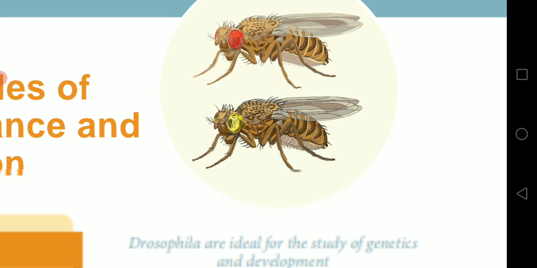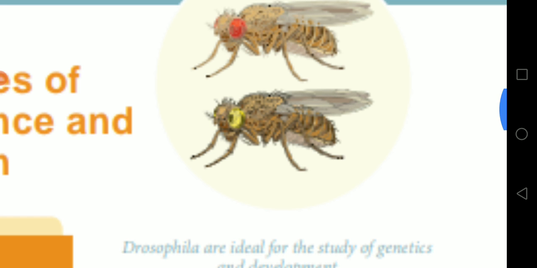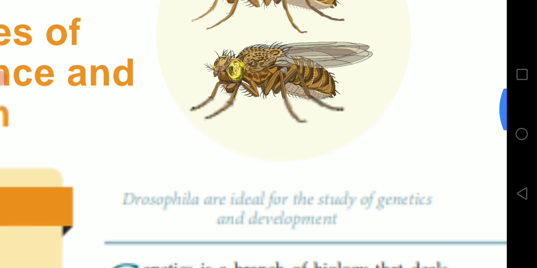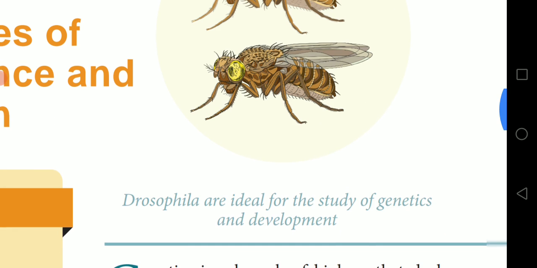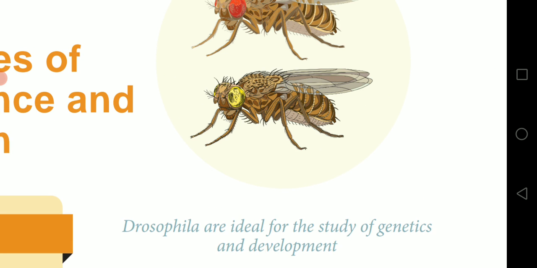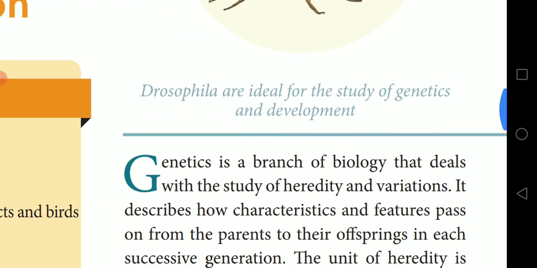The insect you are seeing is the fruit fly, which we call Drosophila. Drosophila are ideal for the study of genetics and development. These fruit flies are very useful to study genetics and development.